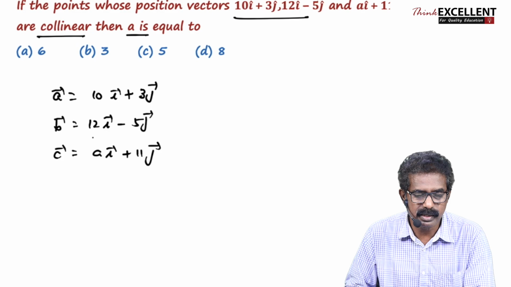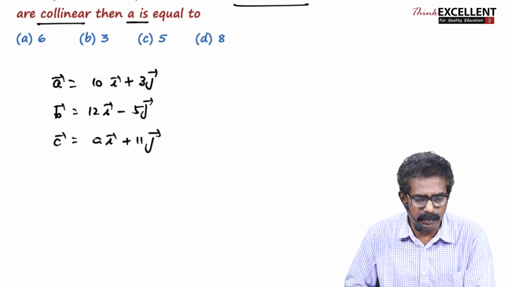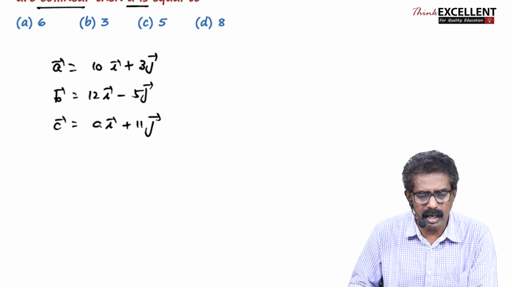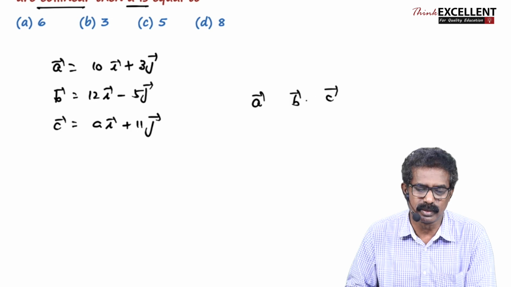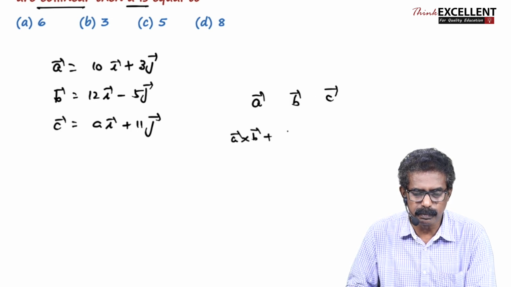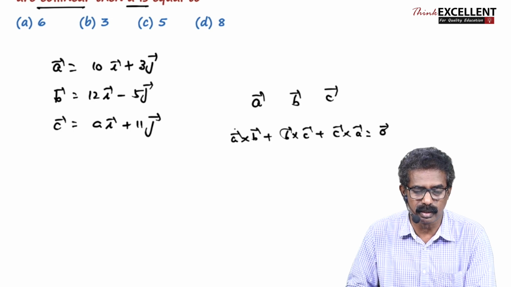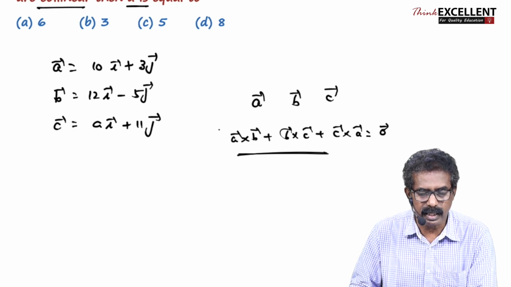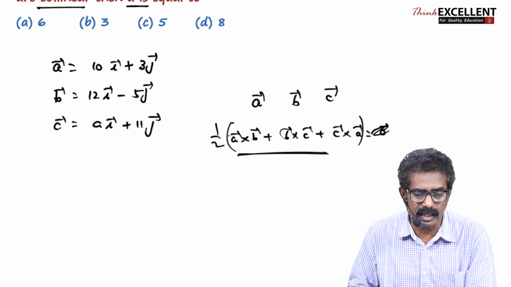So the 3 points are collinear, right? So collinear means they lie in a same line. So here, and another result you studied, A vector, B vector, C vector are collinear. So then A cross B plus B cross C plus C cross A equal to 0 vector, right? That is also a formula is there. Because the area of the triangle, if you know the points, so this is area of a triangle.